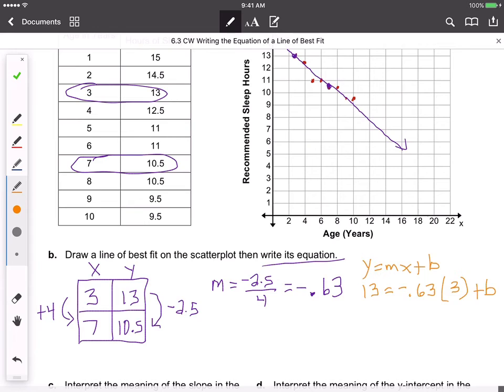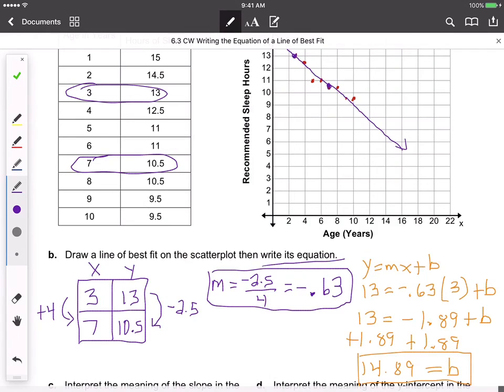Order of operations says the first thing I do is multiply, so negative 0.63 times 3 is going to be negative 1.89. And then I've got to add 1.89 to both sides. And I get 14.89 is equal to b. So that is going to be my b value. And don't forget my slope right up here.